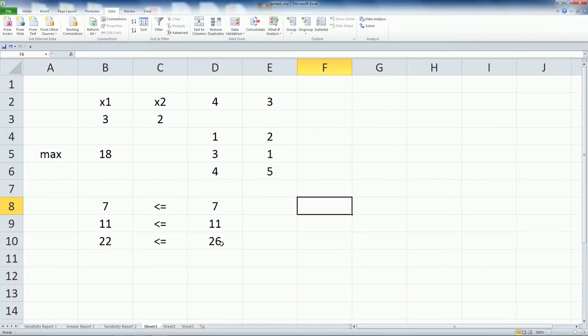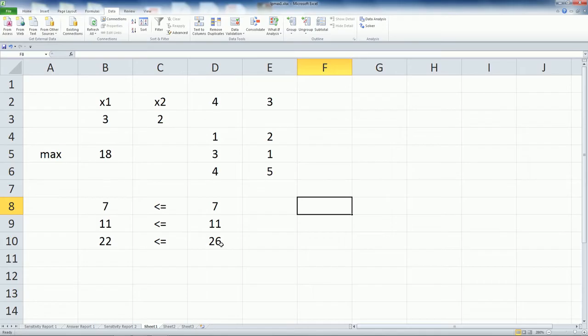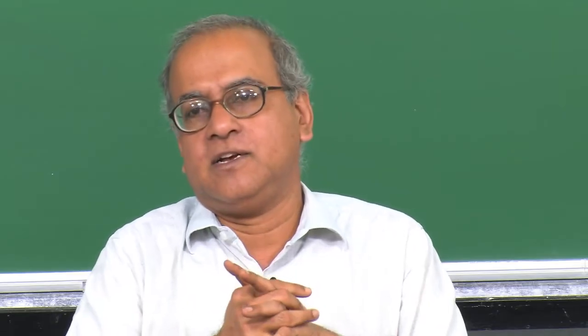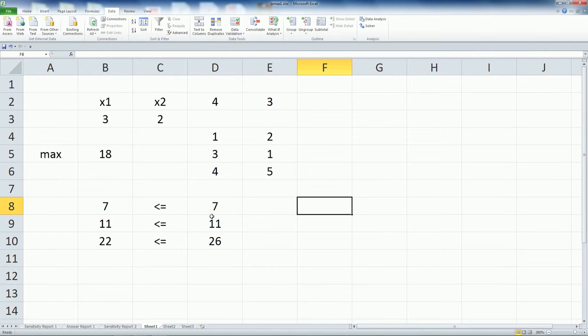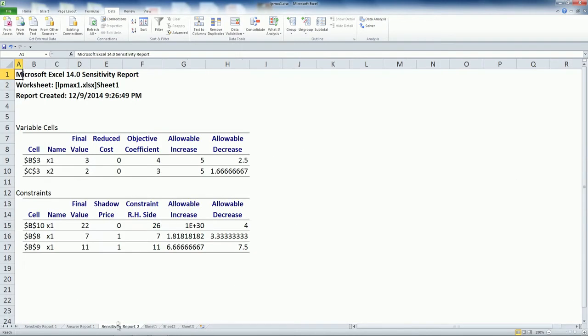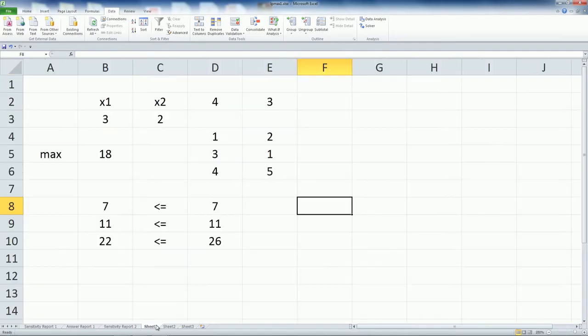Now in this constraint the resource is not fully utilized, only 22 out of the 26 is utilized. So the primal constraint is that the resource is not fully utilized, therefore the shadow price is 0. In these two cases the resources are fully utilized, and the shadow prices can be seen here as 1 and 1, corresponding to positions 8 and 9. So 7 into 1 plus 11 into 1 is 18, which is the value of the objective function.